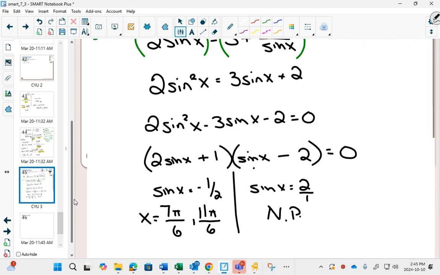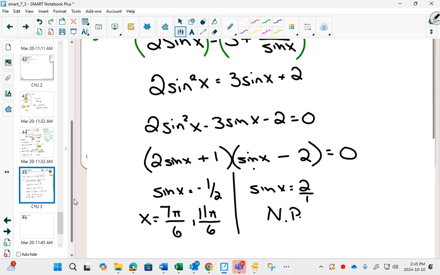Question? Yeah, question. How did you go from the factored version to the negative 1/2 and 2? Okay, so when we factor, the reason we're factoring is because we want to change it to multiplication. And because we have it equal 0, this is why the 0 is so important. The only way I can multiply two things and get 0 is if one of them is 0. So here, if sine x is negative 1/2, that makes this one 0. And if it's 2, that makes this one 0. That's how I find out what would make these each 0 respectively. Okay?